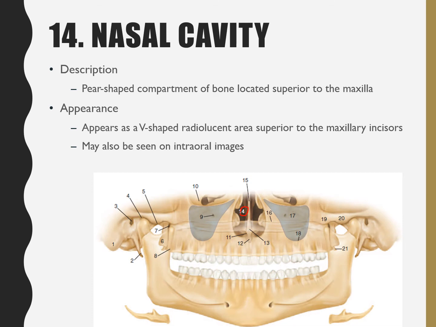But anyway, the nasal cavity is a pear-shaped compartment of bone located superior to the maxilla. You guys all know where the nasal cavity is. It appears as a V-shaped radiolucent area superior to the maxillary incisors. It can also be seen on your intraoral images as well. And sometimes it's known as the nasal fossa, right? Because it's a depression in bone. But realistically, it's a cavity. There's stuff in here.